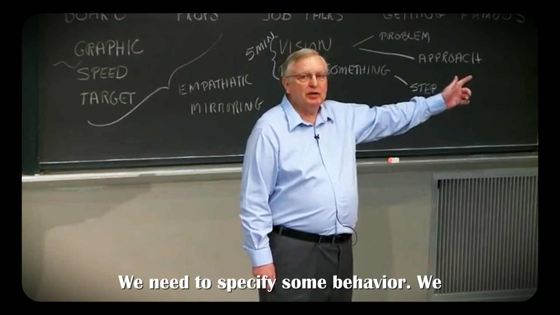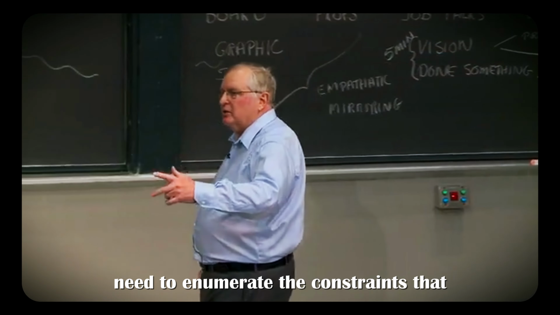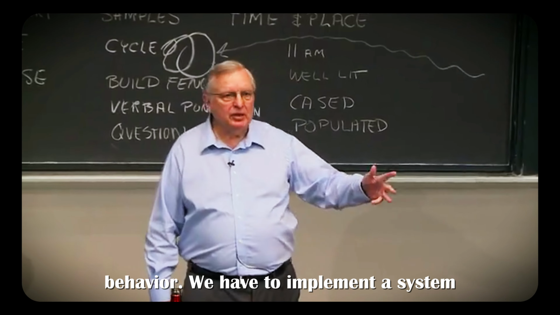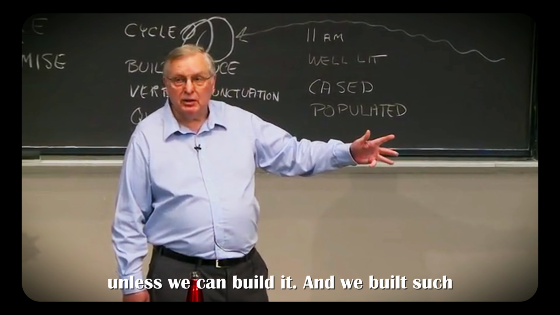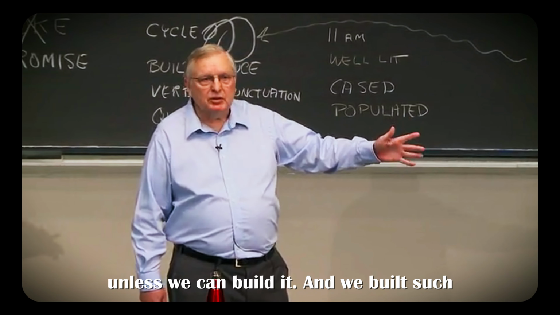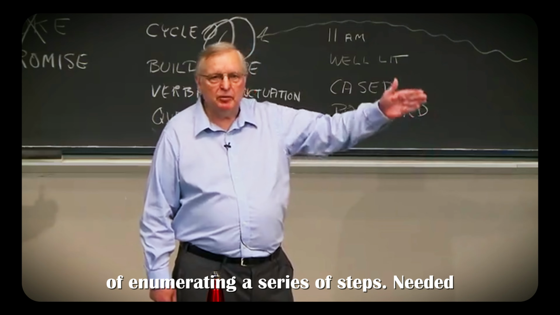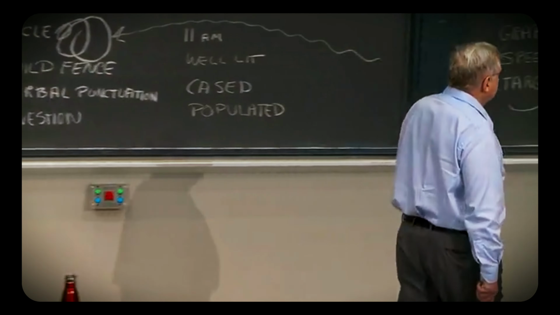We need to specify some behavior. We need to enumerate the constraints that make it possible to deal with that behavior. We have to implement a system because we're engineers and we don't think that we've understood something unless we can build it. And we've built such a system and we're about to demonstrate it to you today. That would be an example of enumerating a series of steps needed to realize the vision.